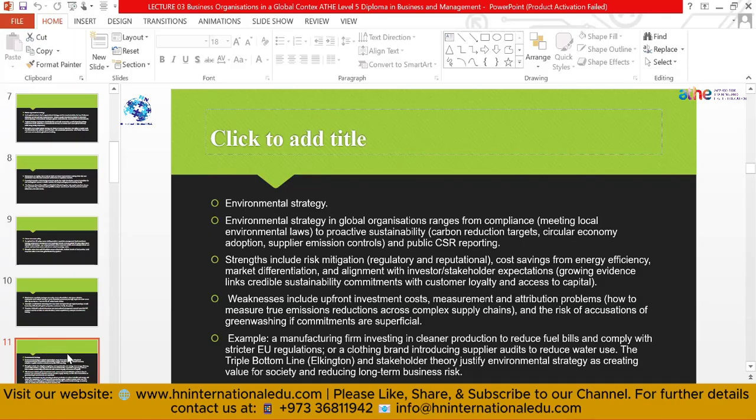However, include upfront investment costs. You always need big investment costs. Measurement and attribution problems, that is how to measure the emissions reduction across complex supply chains. It is not easy. It's easy to talk about the policies and sustainability factors, but when we need to add that into daily life, into the daily routine, it costs a lot. And the risk of accusations of greenwashing if the commitments are superficial.